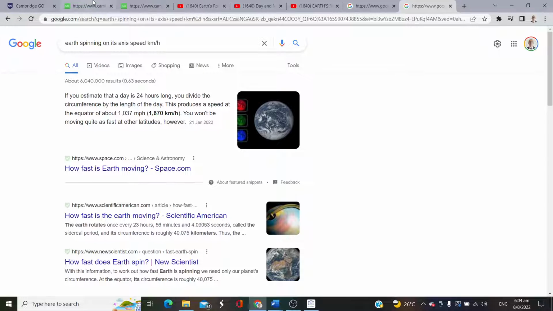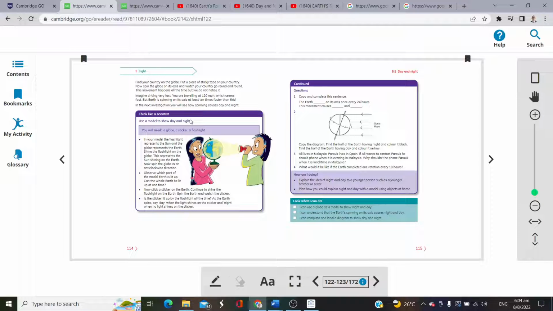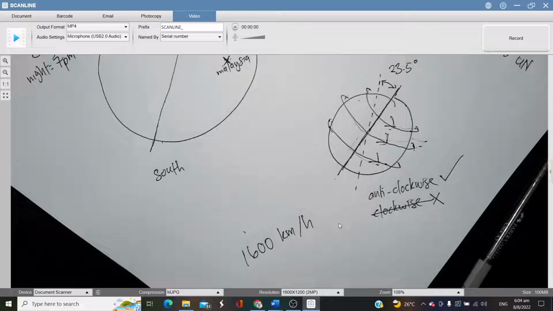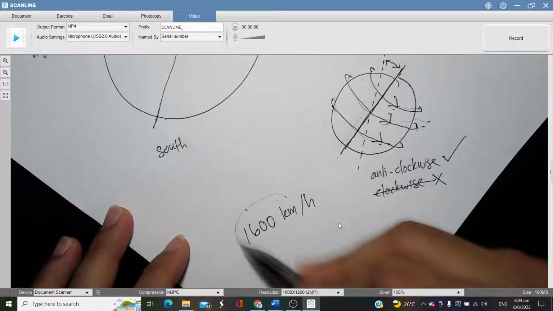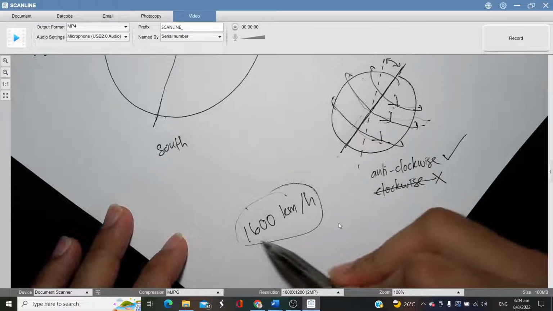I think the book just says that which seems fast, but the Earth is spinning on its axis at least 10 times faster than this, right? But if we put the real number, this is it, right? About this speed.